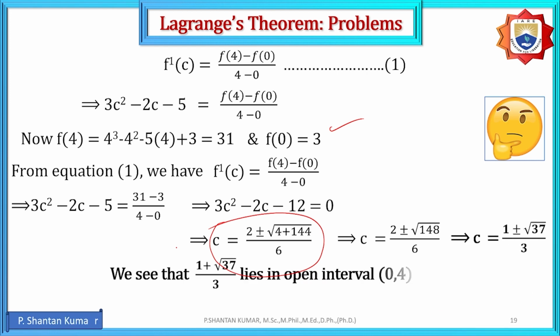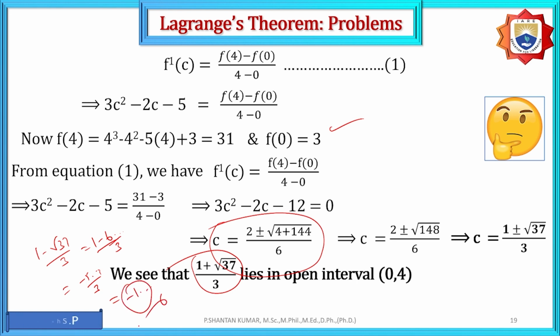Here c is equal to 1 plus root 37 by 3, which lies in the open interval a comma b, that is 0 comma 4. Because at 1 minus root 37 by 3, the value is 1 minus 6 point something by 3. Therefore 1 minus 6.3 is minus 5 point something by 3, so it is minus 1 point something, which does not lie in the given interval 0 comma 4.